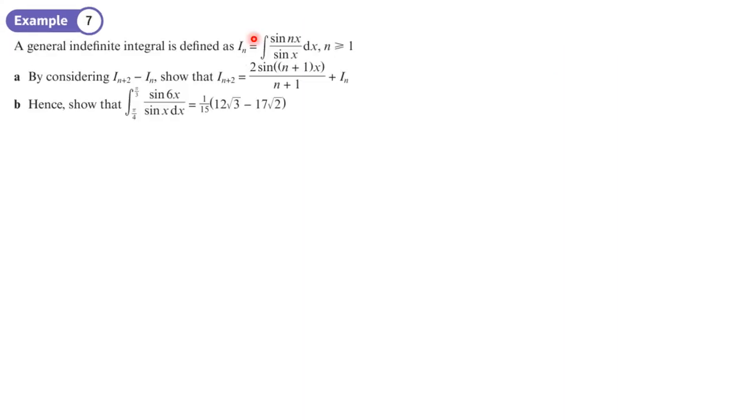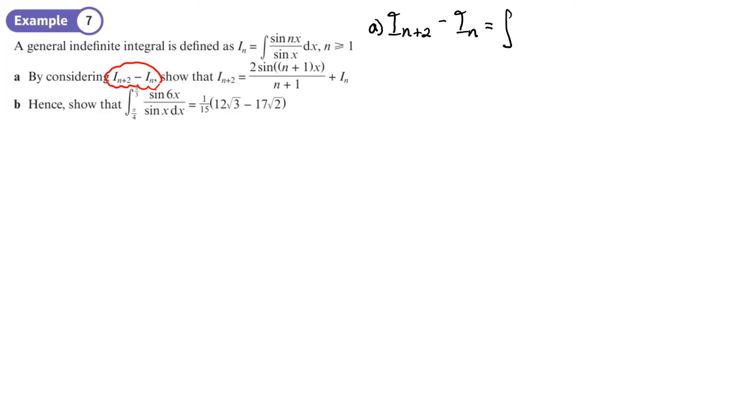Okay, so we've been given this integral here with no limits. It's been called I sub n, and it says by considering this, so this is a starting point for us because we may not know where to start, show that this statement here is true. Okay, so let's work that out. Let's work out what is I sub n plus 2 minus I sub n. What's that actually going to be?